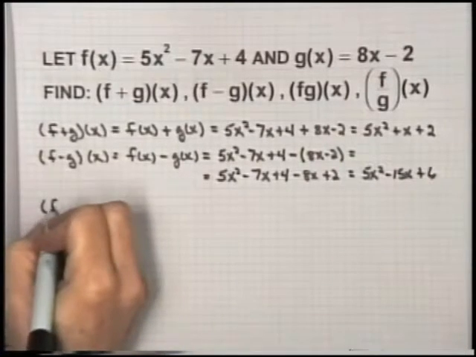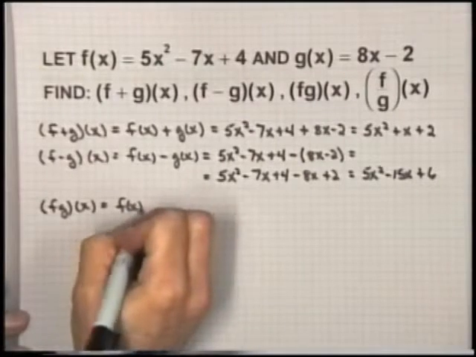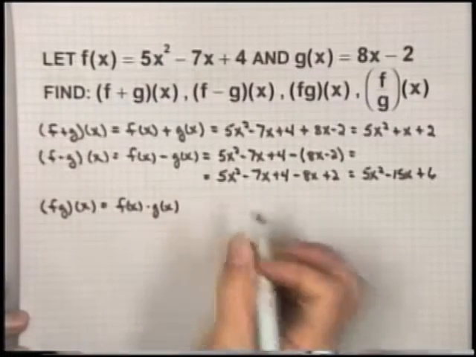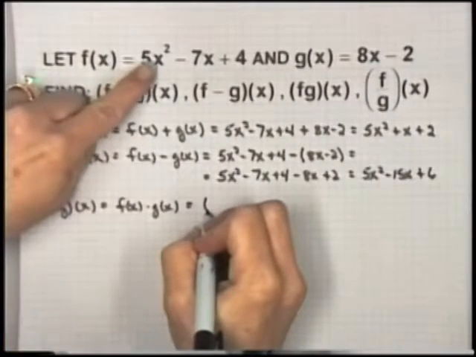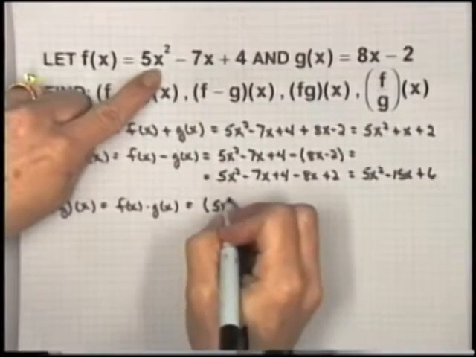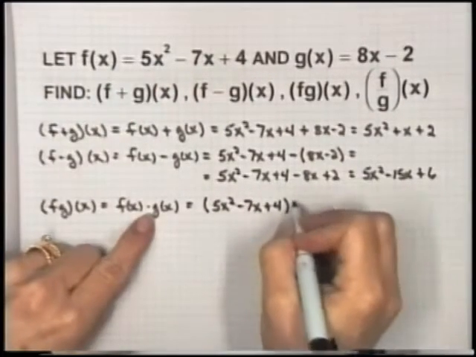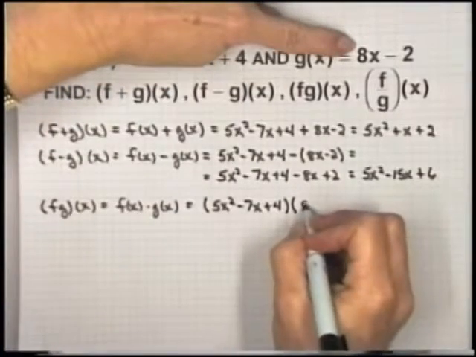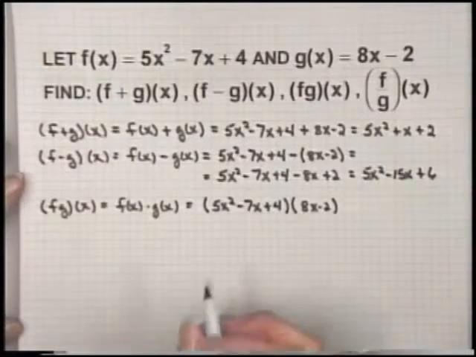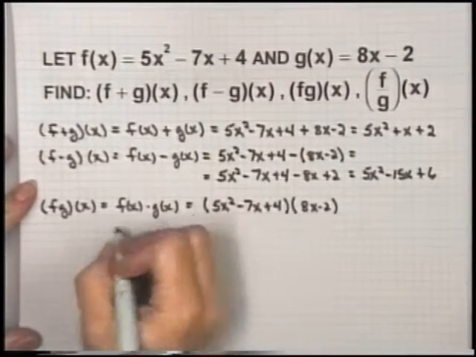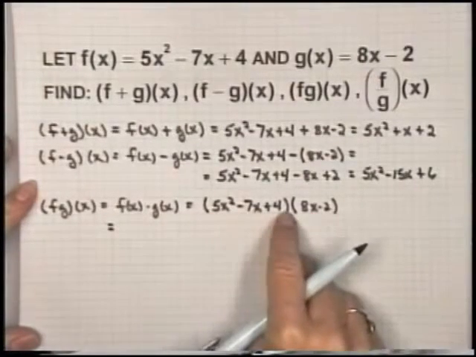The product, f times g of x, by definition, means f of x times g of x. Let's use parentheses for multiplying. In place of f of x, we're going to put what it's equal to, 5x squared minus 7x plus 4, and then times g of x, we're going to replace with 8x minus 2. To do this multiplication, let me come over here so we have plenty of room. First of all, I'm going to multiply 8x times each of these three terms.